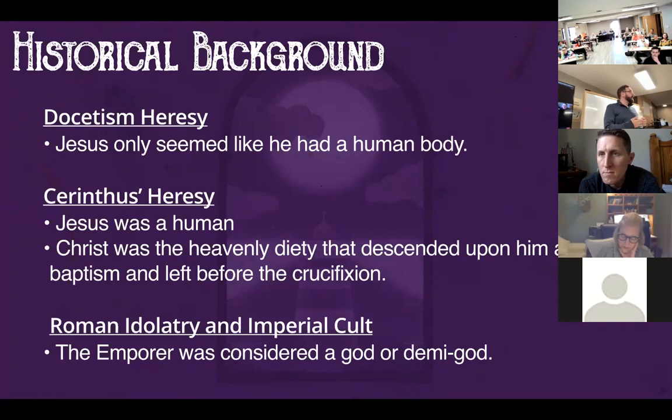God made the world good, and very good when he finishes it. And we can't be saved if Jesus doesn't have a human body. If he doesn't take on the full nature of humanity, we can't be saved.